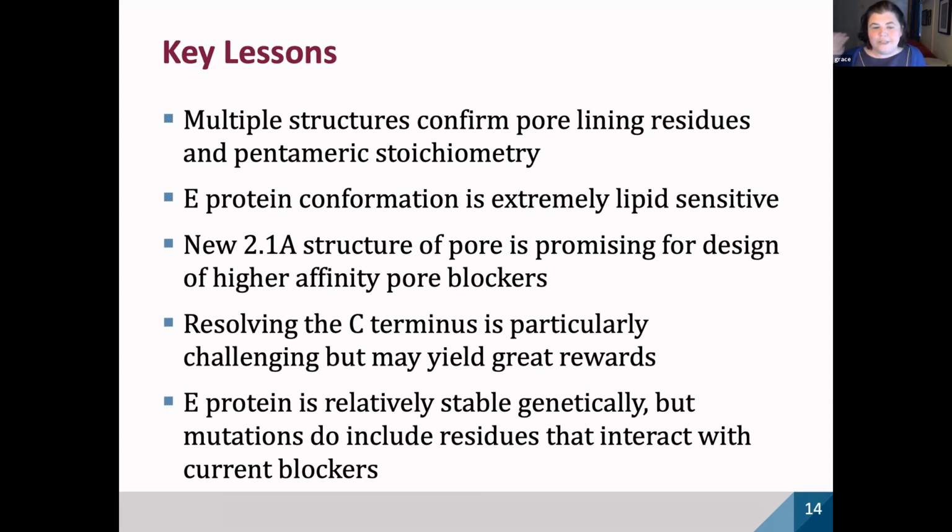Resolving the C-terminus is particularly challenging, but I think it could yield great rewards. We're not experimentalists, but if some groups can do it, because it may be particularly important for the interactions with other proteins and with the membrane. And the E protein is relatively stable genetically, but the mutations do include residues that interact with current blockers and also interact with the membrane itself, or could affect how open the pore is.